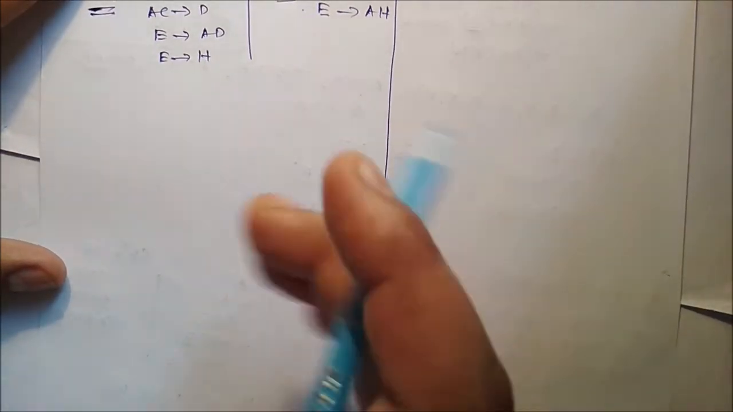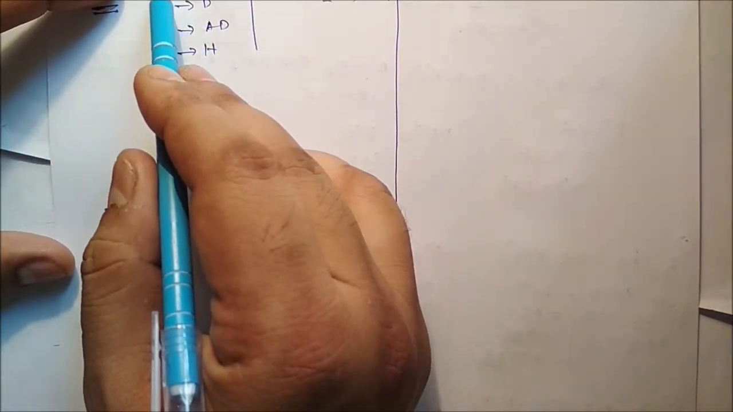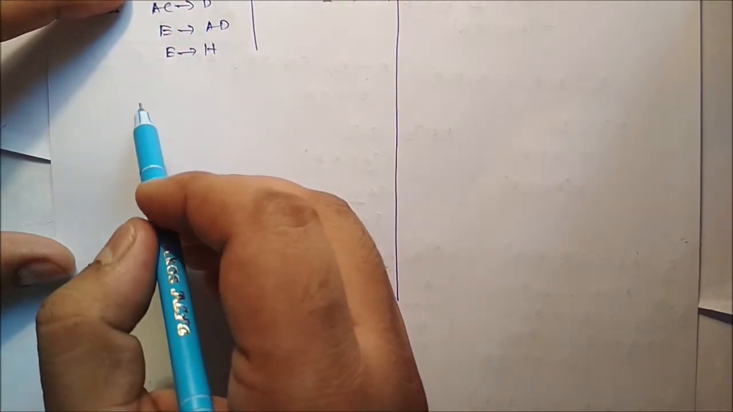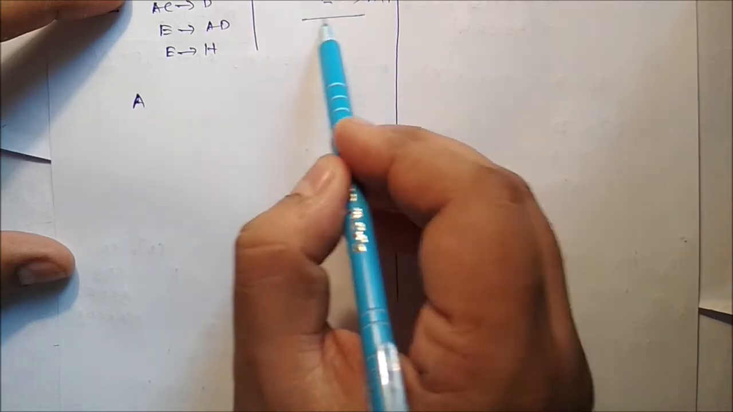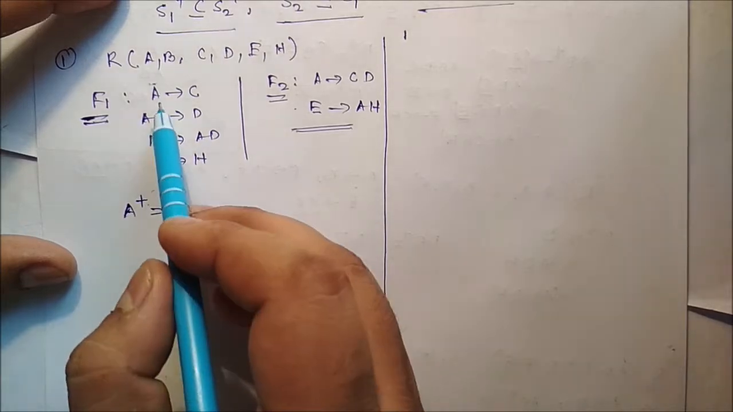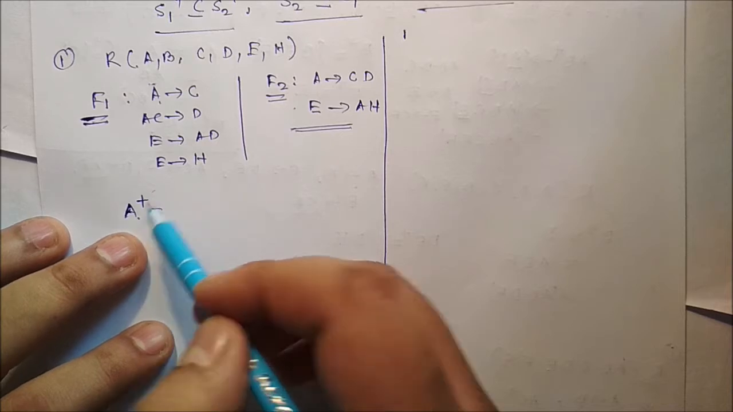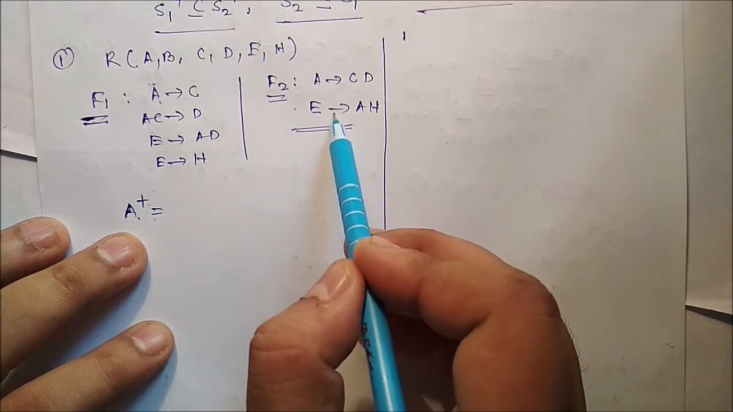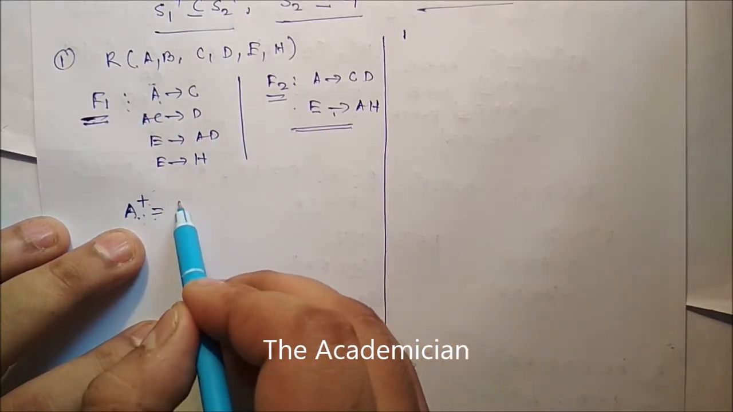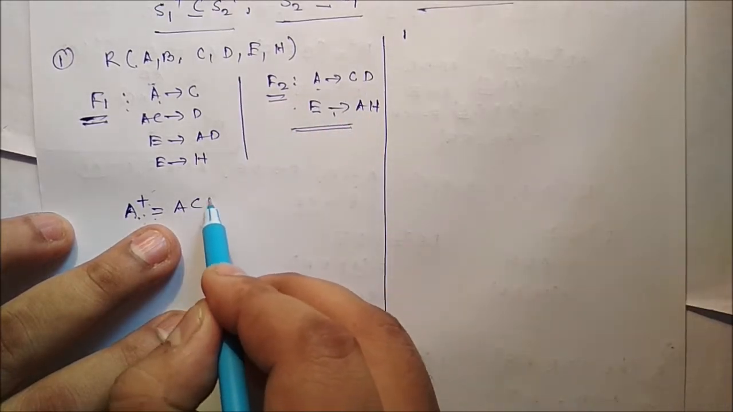First of all, for all the determinants, all the left side parts, we have to identify the closure using the right part. So we have to identify A closure using the functional dependencies of F2. A is a part of F1. Using A we can identify A, and using A we can identify CD. So this is A, CD.